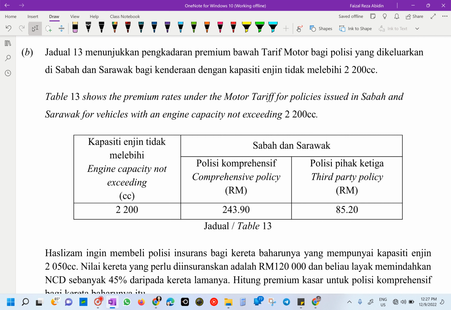Okay. Table 13 shows the premium rates under the motor tariff for policies issued in Sabah and Sarawak for vehicles with an engine capacity not exceeding 2,200 cc.